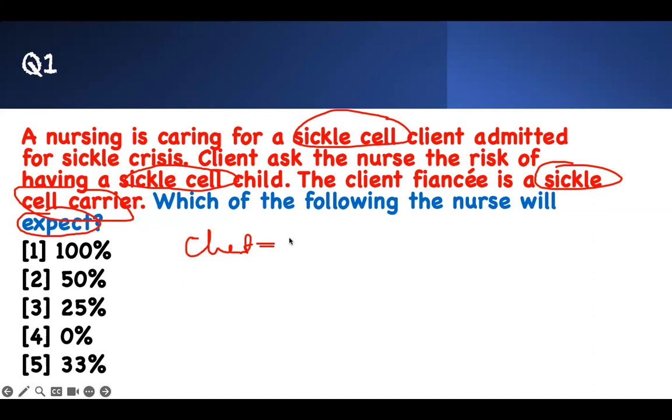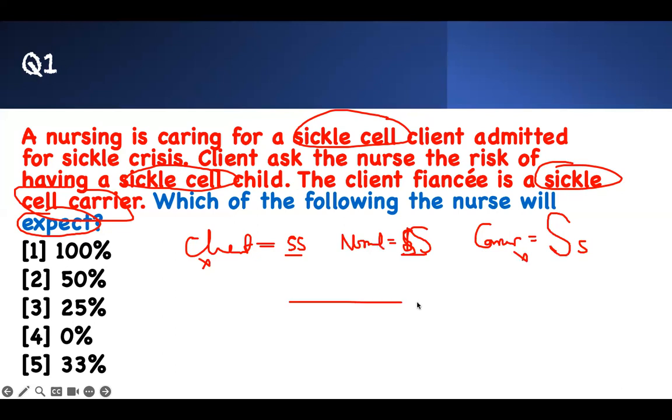So if you represent S as sickle cell, the sickle cell client is two small s. A normal person will have two big S. If you're a carrier, that means you have one normal gene, a big S, and a sickle gene. That's how they call it carrier. And so this client is going to mate with this client.